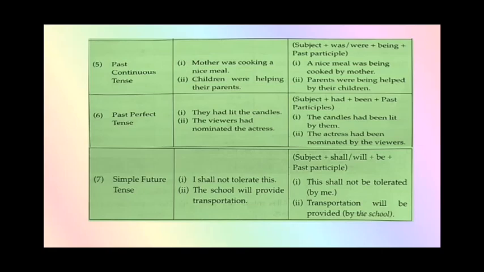Now, "by me" is added in the bracket. That means it can be omitted. Next sentence, in active voice of the same tense, the school will provide transportation. In the passive voice, transportation will be provided by the school. That means again, "by the school" is in the bracket. That means it can be omitted, but you can also write it in a bracket. It doesn't matter. Now these were all the different transformations using the tenses of active and passive voice.